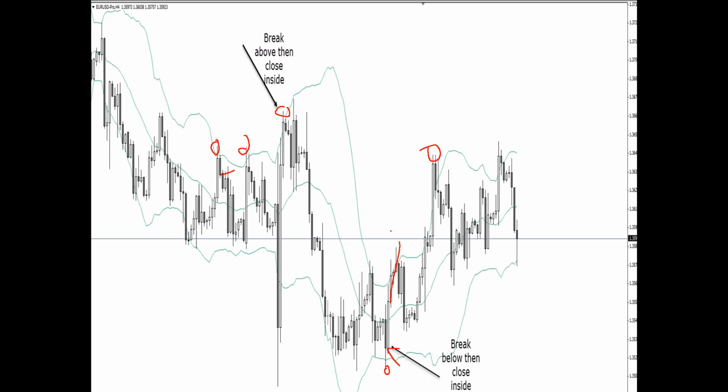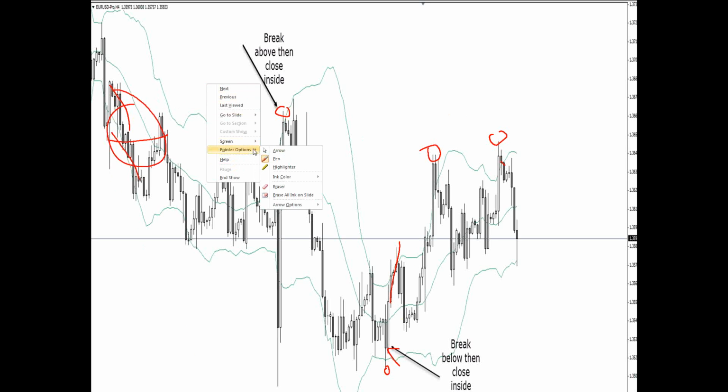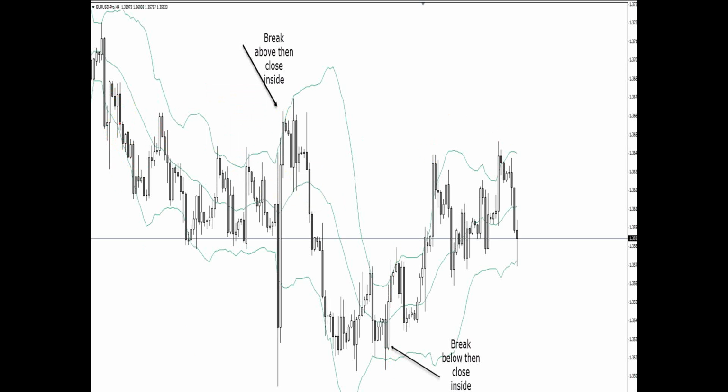Same here. Down and back inside the Bollinger. Down and back inside the Bollinger. Look at this. If you follow this, the only loss you would suffer is here. This is a loss in this example. 1, 2, 3, 4, 5, 6 winners versus one loss, just following that simple rule.